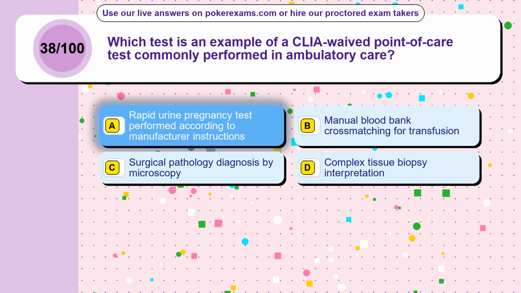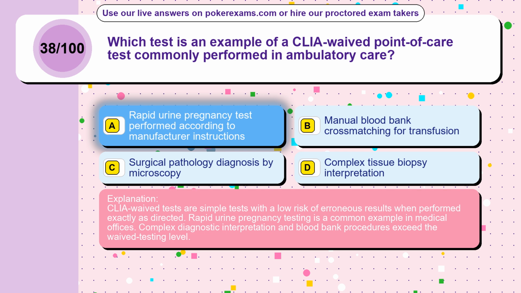Rapid urine pregnancy test performed according to manufacturer instructions. CLIA-waived tests are simple tests with a low risk of erroneous results when performed exactly as directed. Rapid urine pregnancy testing is a common example in medical offices. Complex diagnostic interpretation and blood bank procedures exceed the waived testing level.